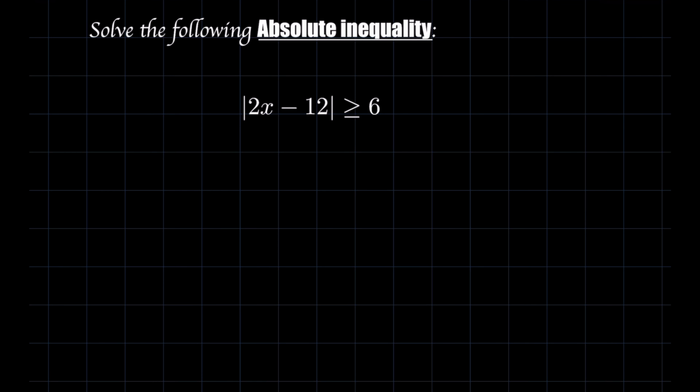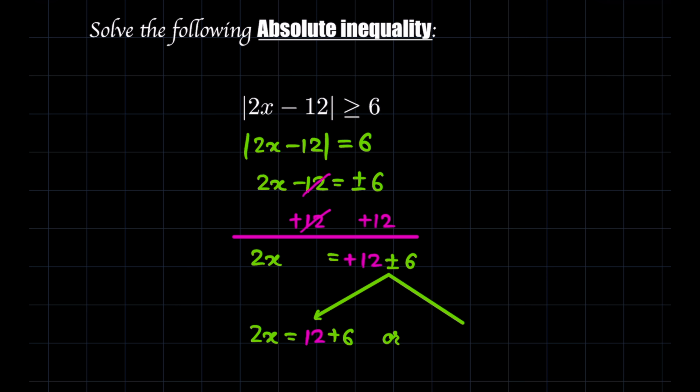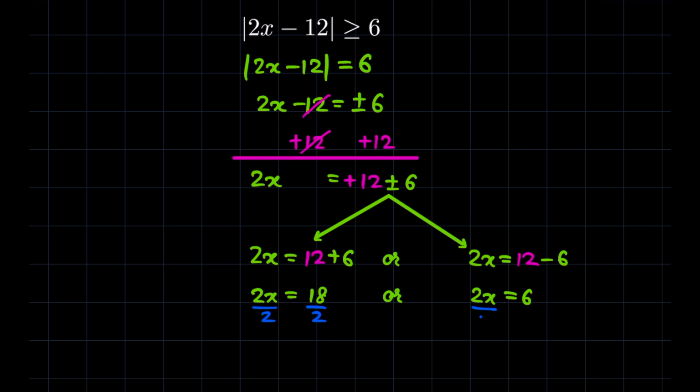Now finally, we reached our question of absolute inequality. First of all, make it into an equation. Put positive negative before the constant 6. Add 12 both sides. We get 2x equals plus 12 plus minus 6. Split positive negative separately as 2x equals 12 plus 6 or 2x equals 12 minus 6. Solve them individually. Divide both sides by 2. We get x as 9 or x as 3.